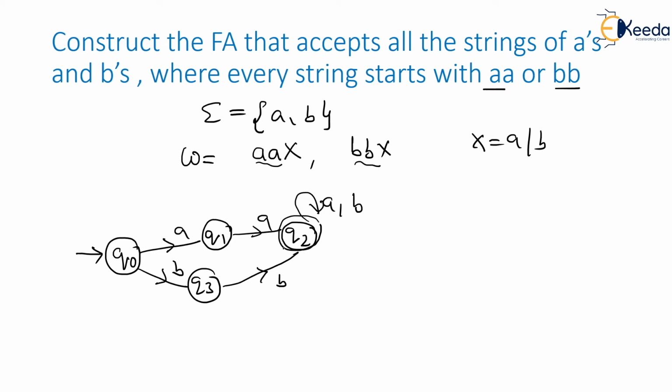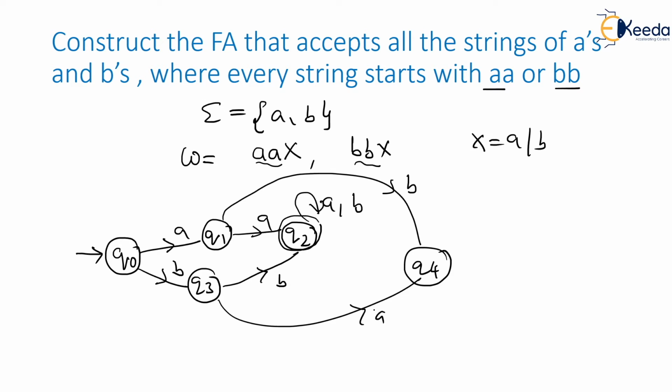So I'm connecting here. What about if A comes and then B comes? AB, we don't have AB, right? It must not start with AB or BA. So I'm controlling that here. Look at this carefully. Q0 on B goes to another state, Q4. Q3 on A comes, I'm sending to Q4. For any number of A's and B's, it should be rejected.